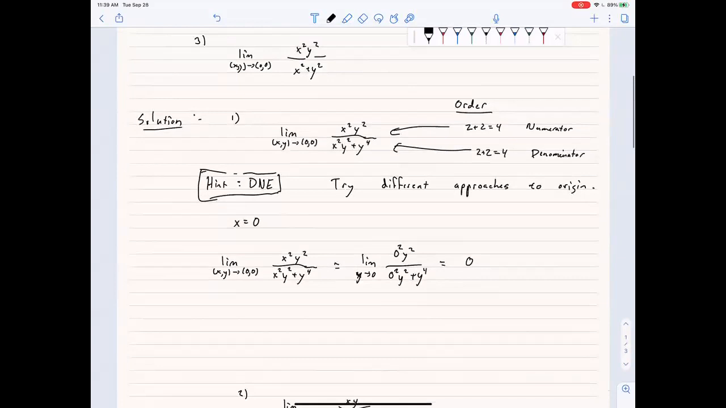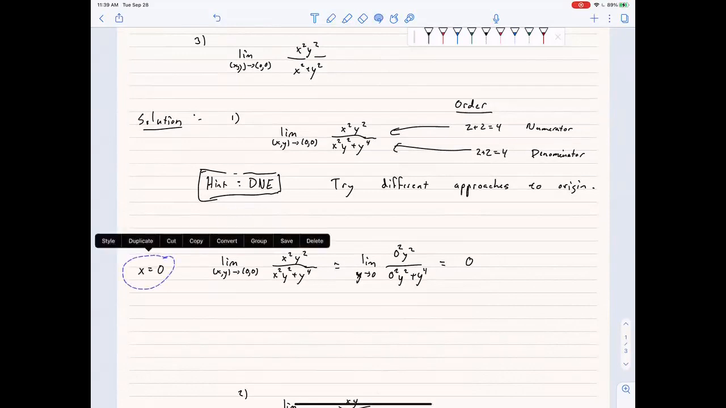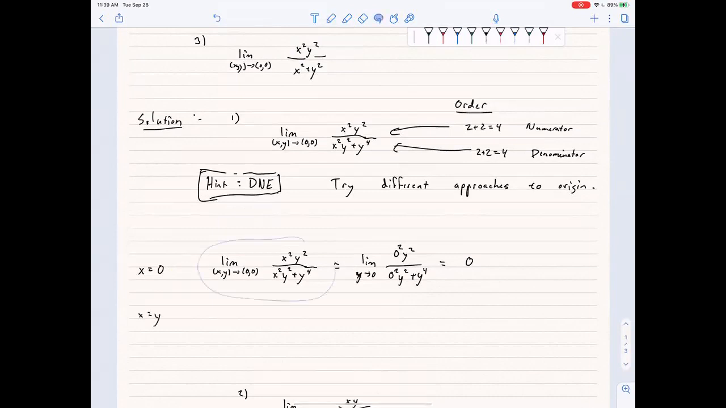On the other hand, so this is the case x equals 0. We can also look at the case of x equals y. And here, just as we did last time, we'll set these two variables both equal to y. We'll take the limit as y approaches 0. And here we'll get y squared over y squared plus y to the fourth.